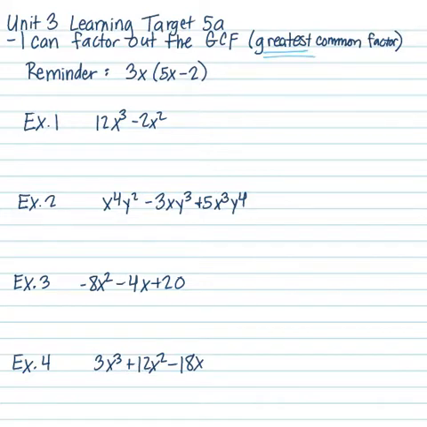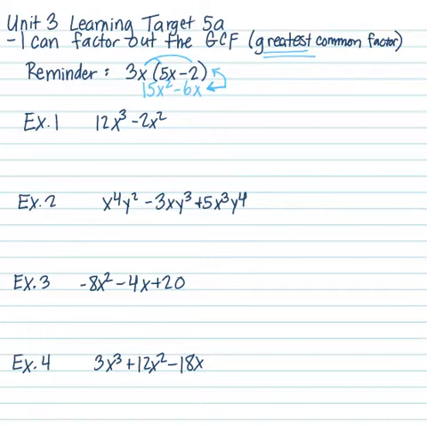So, real quick reminder, if we had something like 3x times 5x minus 2, we know we would distribute the 3x to each piece and get 15x squared minus 6x. What we're doing when we factor is we're taking this and we're working backwards. So we want to take something that looks like this, our answer, and make it look back like our original.